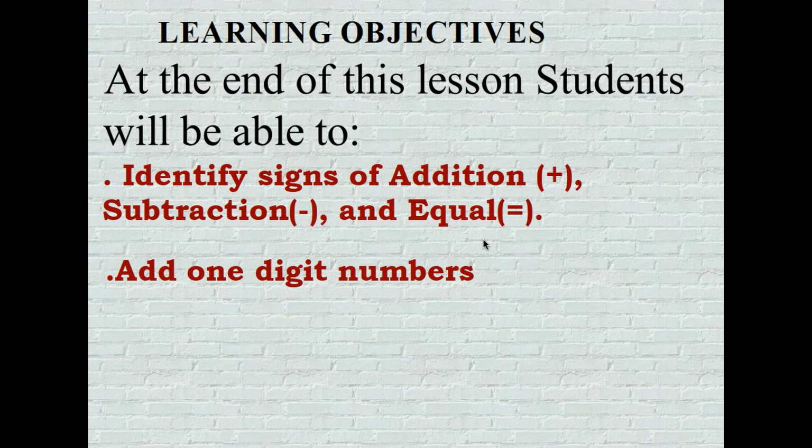Okay, before we start, let's see our objectives. At the end of this lesson, you will be able to identify signs of addition, this plus sign, and subtraction, minus, in other words, and equal. And the other point is you are going to add one digit numbers, only one digit numbers.